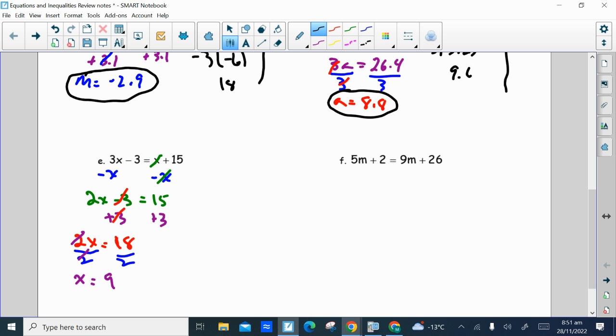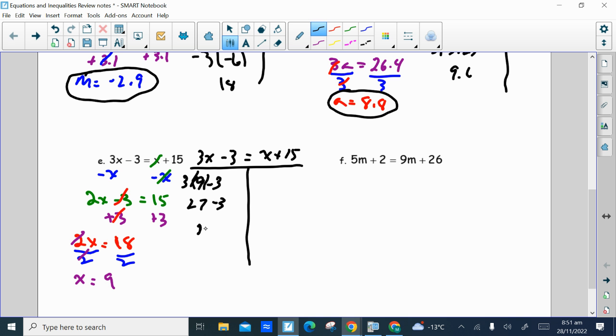So there's our solution, and that's what we're going to use in our check, which again always starts with the original equation, and we let x equal 9 on both sides. Three times 9 is 27, and 27 take away 3 is 24. On the right side, you'll have 9 plus 15, which also equals 24, so it checks. Because we get the same number on both sides, that means our answer is correct. So it checks.